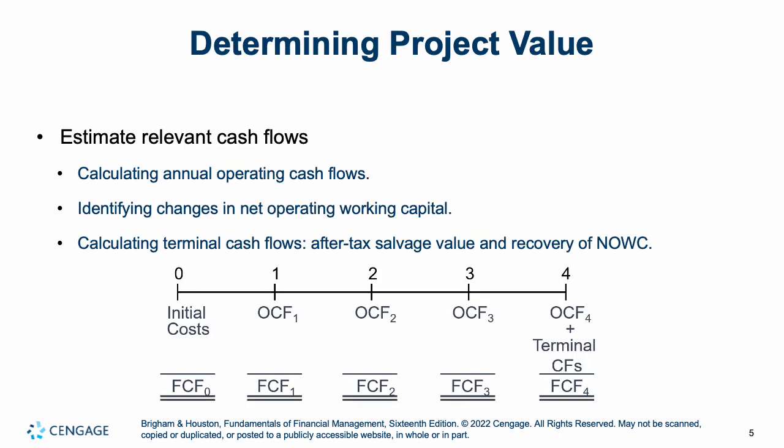So if we want to know how we would determine our project's value, it's pretty straightforward. We're going to simply find the present value of all of these cash flows. So we need to first calculate all of the operating cash flows, identify any changes in operating working capital, and calculate any final cash flows, terminal cash flows, salvage value, and any recovery of working capital.